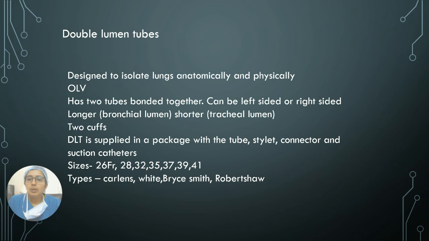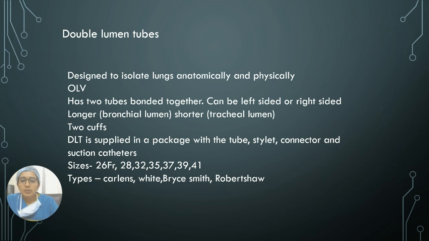Double lumen tubes are designed to isolate lungs anatomically and physically in one lung ventilation. It has two tubes bonded together. Can be left-sided or right-sided. There is a longer bronchial lumen and a shorter tracheal lumen, and it has two cuffs, a bronchial cuff and a tracheal cuff. DLT is supplied in a package with a tube, stylet, connector and suction catheters. Sizes start from 26 French up to 41: 26, 28, 32, 35, 37, 39, 41. For an average adult female, size 35 is used, and for an average adult male, 37.